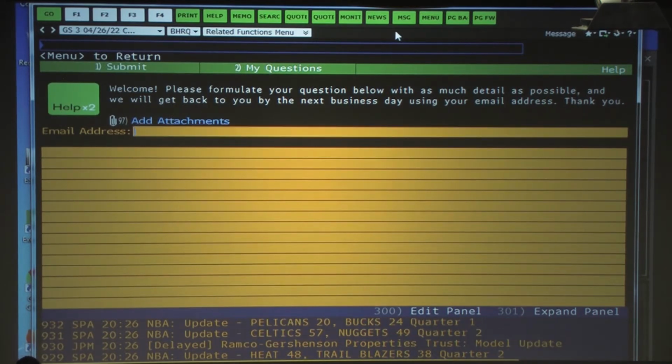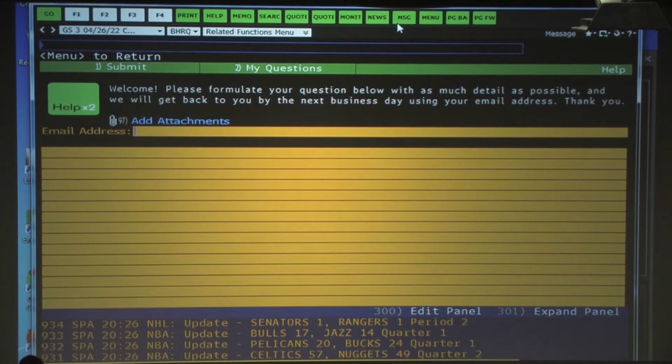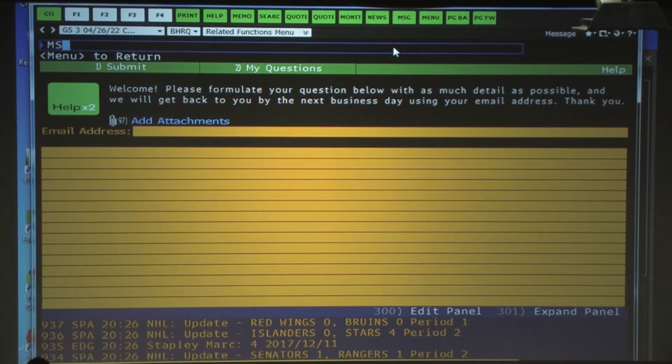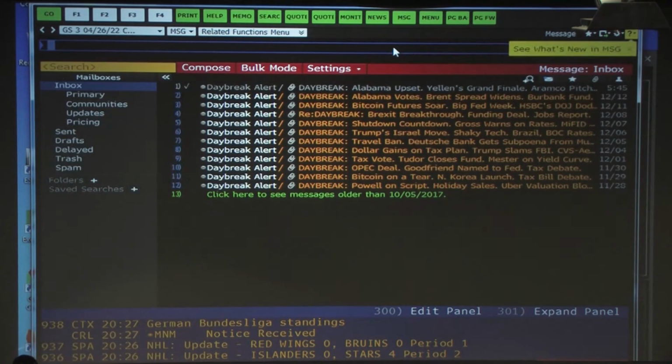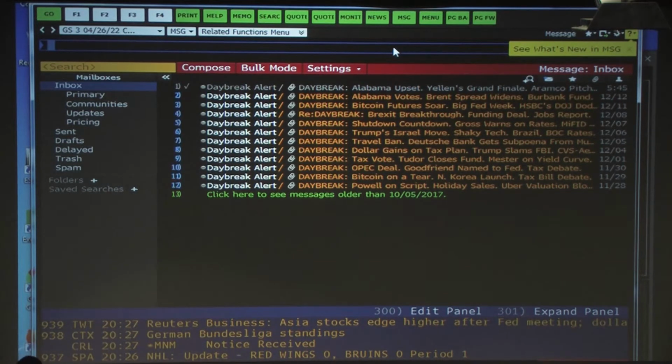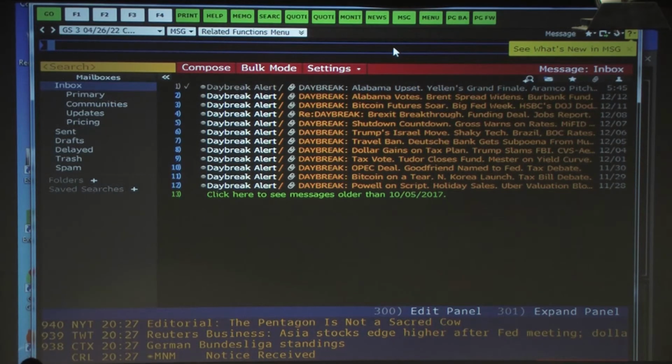So remember how I showed you this message feature? There's a button for that on the keyboard, if you were using the terminals upstairs. Sorry, this isn't loading. So basically, you can send yourself emails, or you can send emails using Bloomberg. So, it's a cool thing. You have an additional email box that you can use.